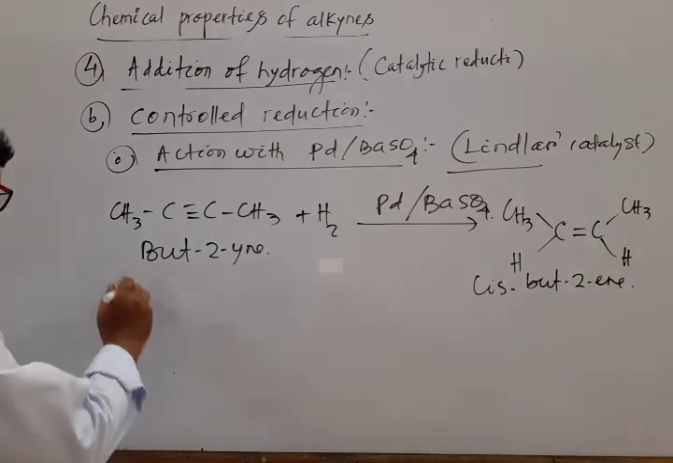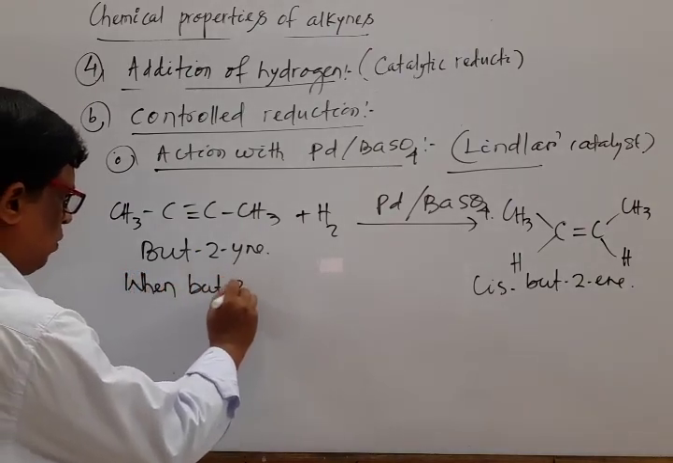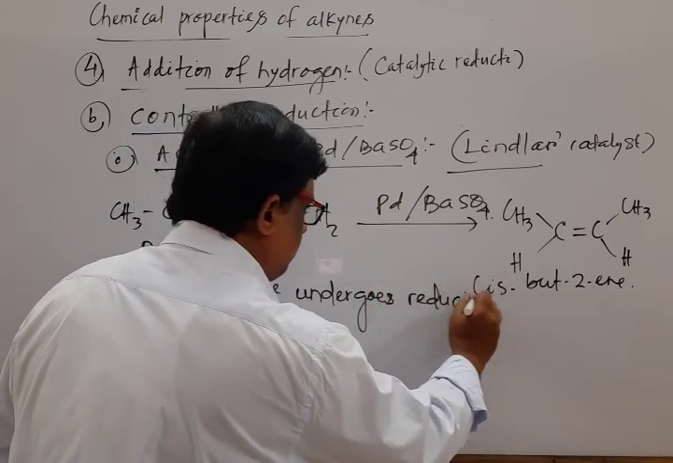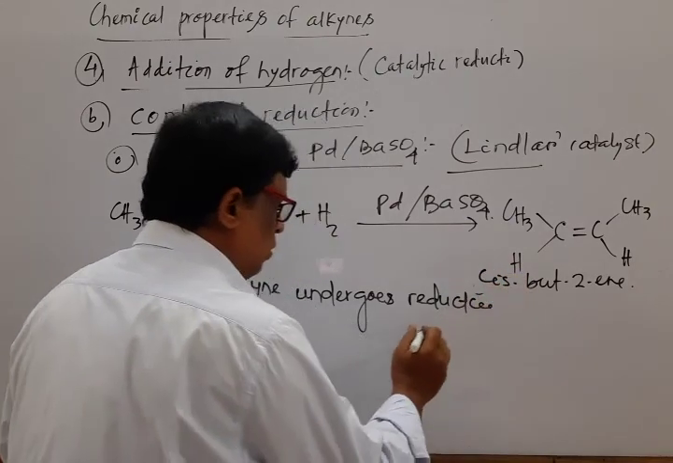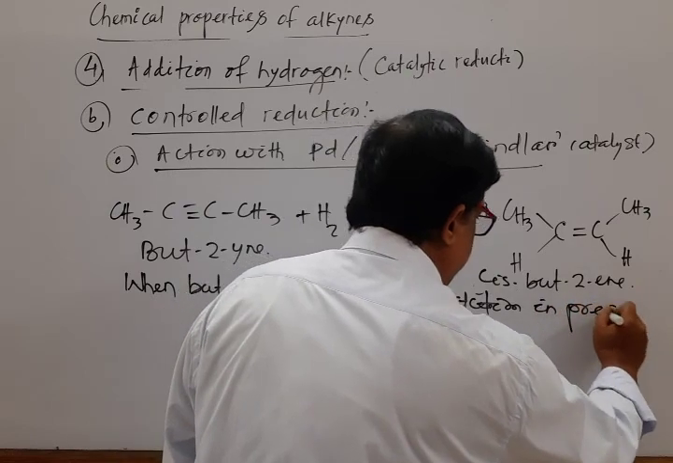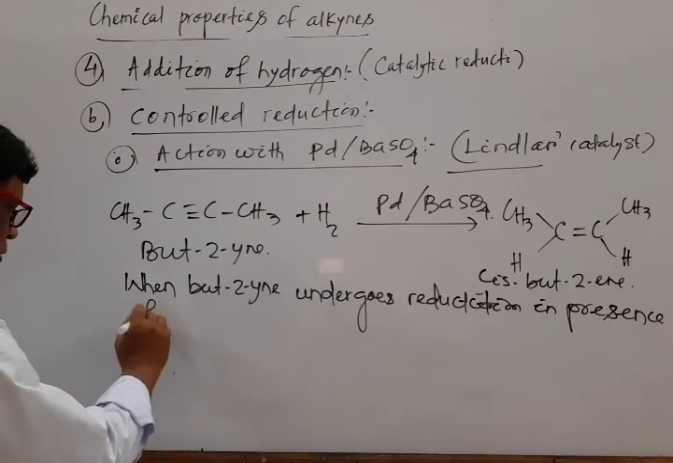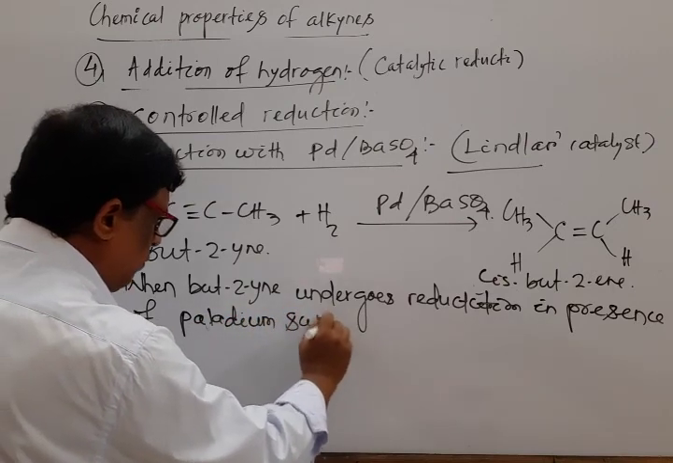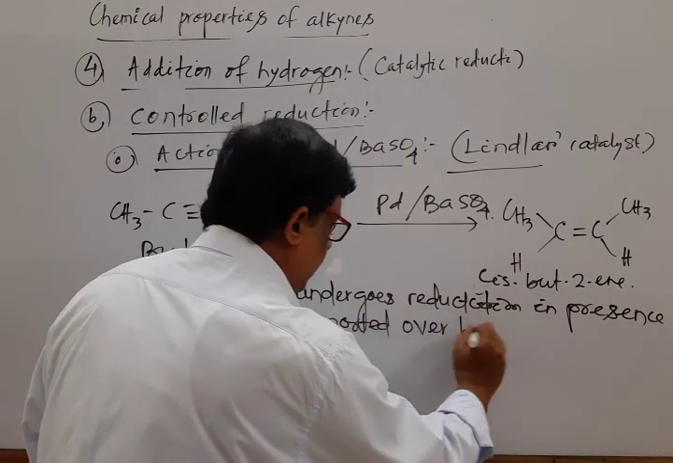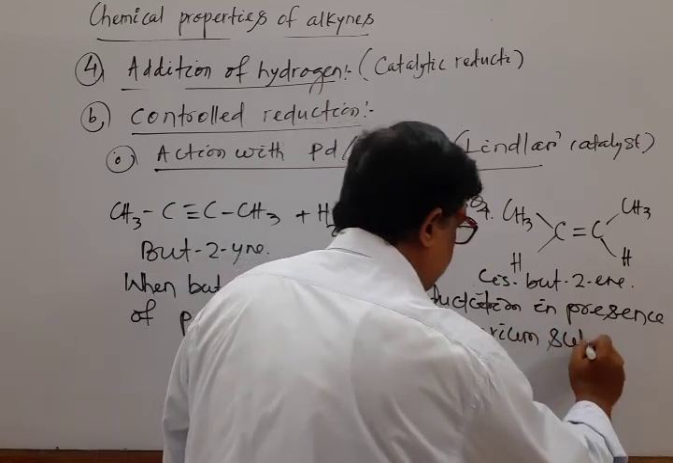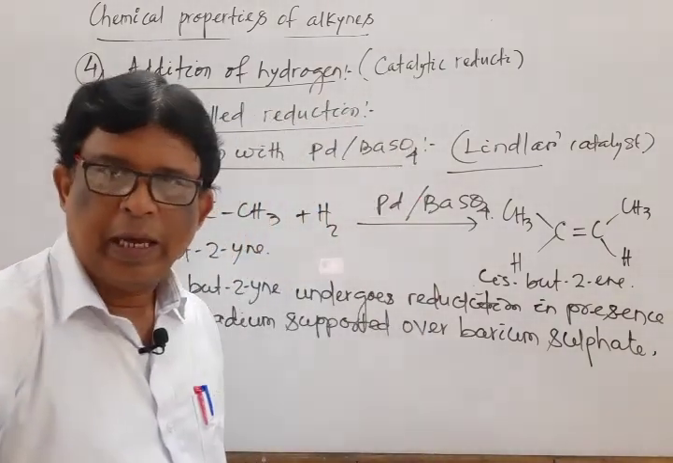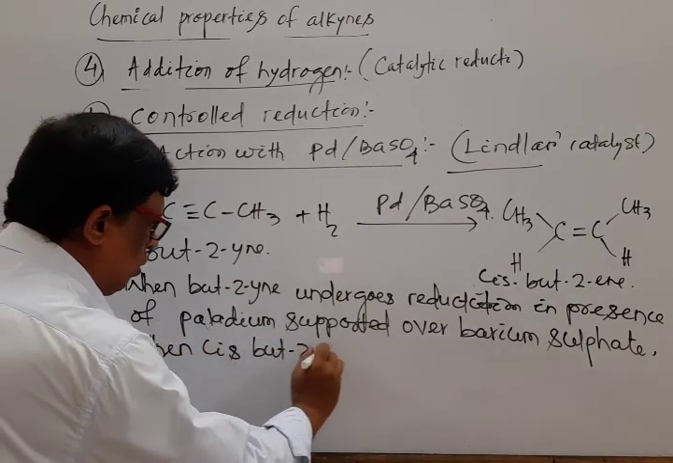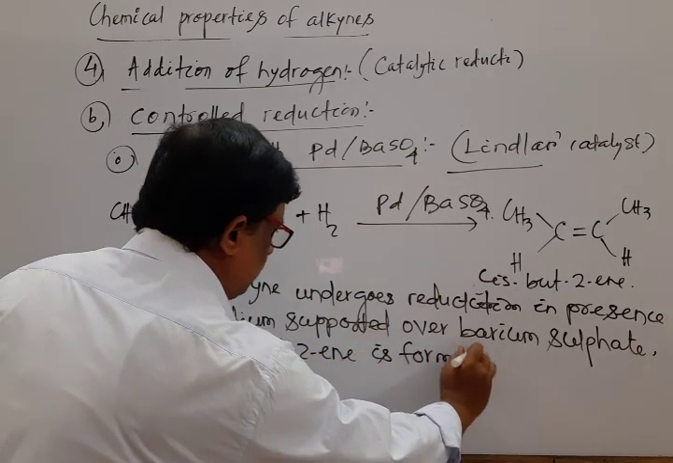The statement, mark that. When, note down, when but-2-yne undergoes reduction in presence of palladium supported over barium sulfate, Pd/BaSO4, palladium supported over barium sulfate, then cis but-2-ene is formed. Okay.